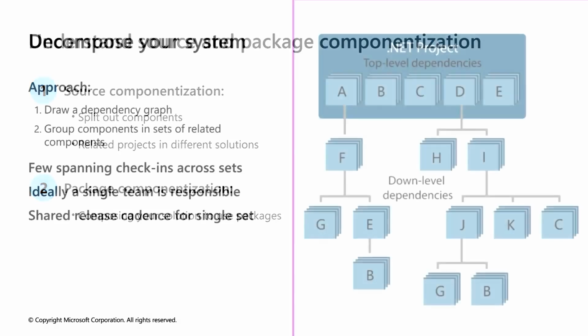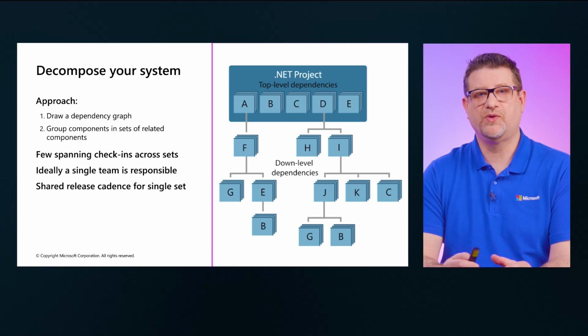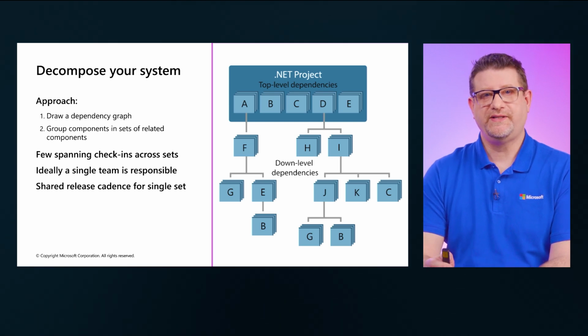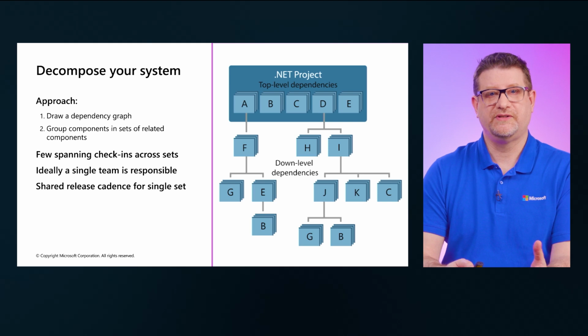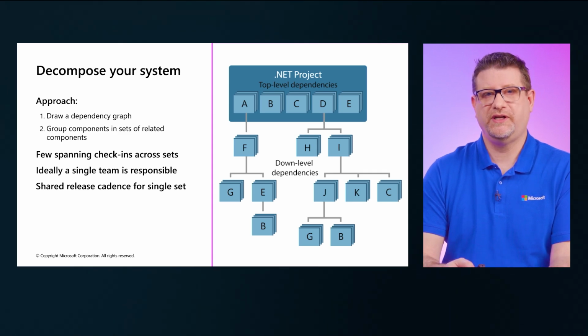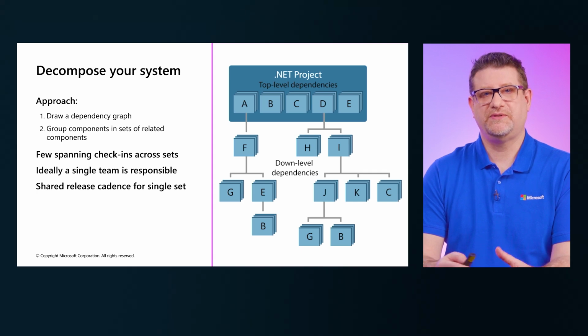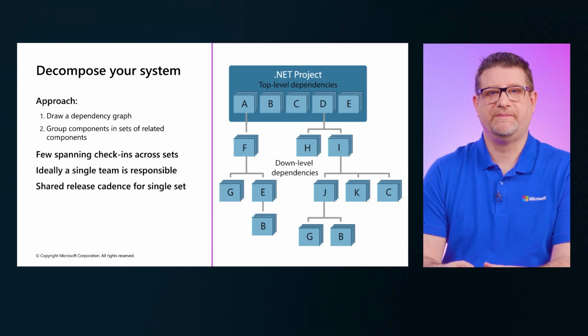By leveraging packages, developers can avoid reinventing the wheel and instead focus on building new features, knowing that reliable components are already available. Decomposing our system is all about breaking down a complex application into smaller, manageable pieces that work together smoothly. The process starts by drawing a dependency graph. It's a visual map that shows how different components rely on each other. By grouping related components into sets, teams can assign responsibility more clearly and ensure that each set follows a shared release schedule. This approach minimizes the number of changes that span across different sets, making it easier for teams to coordinate updates and maintain stability.